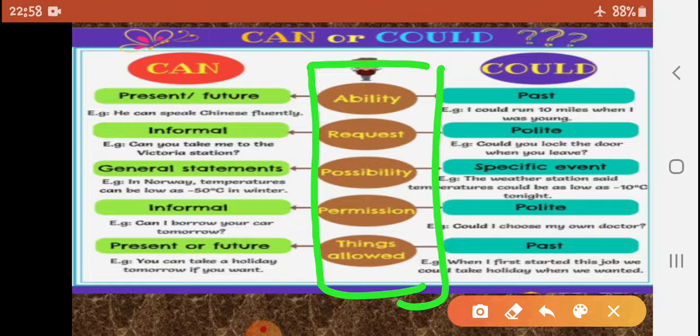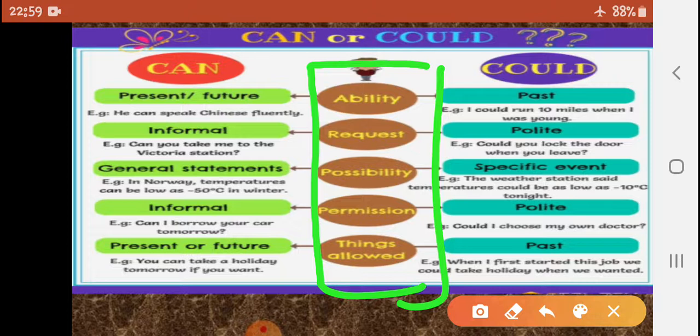Second thing, can is very informal. Can you take me to the Victoria station? This is very informal. When I am making a very polite, extremely polite request, then I will say, could you take me, could you lock the door when you leave. This is the difference. When we make an informal request we use can, and when we make an extremely polite request we use could. So whenever we are making a request, most often we should use could.